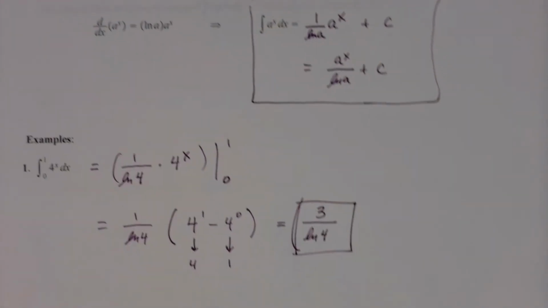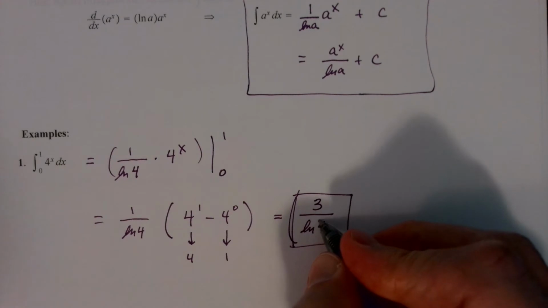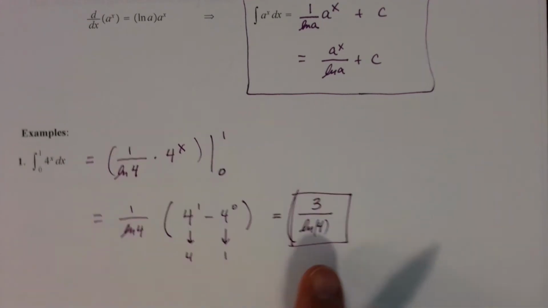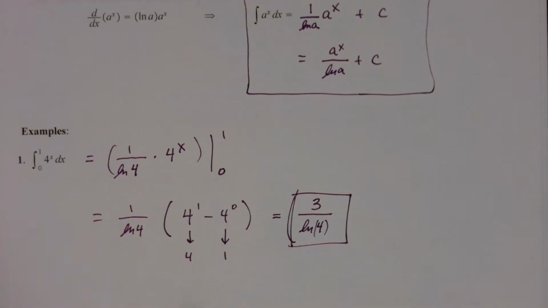There's my answer. Remember, this is really the natural log of 4, right? So we're taking the natural log of 4. And that would be the exact answer. Now you can approximate it with your calculator, but this is what the answer should be. This is the exact answer.